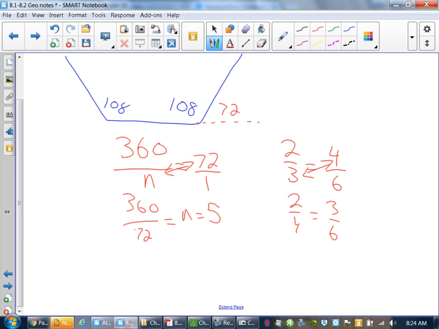It only works for the regular polygons? Yes, sir. This only works for regular polygons, because this is the only time they're going to ask you questions about that with regular polygon stuff. Okay? I think that's enough for right now.